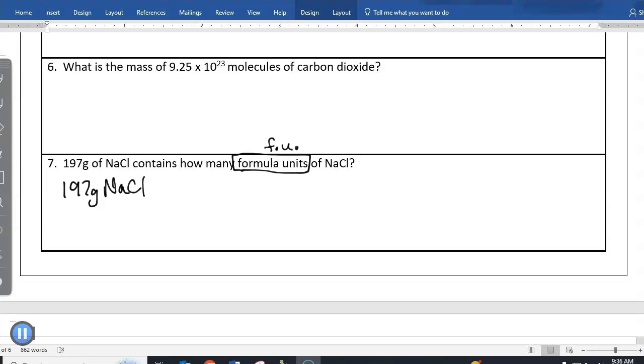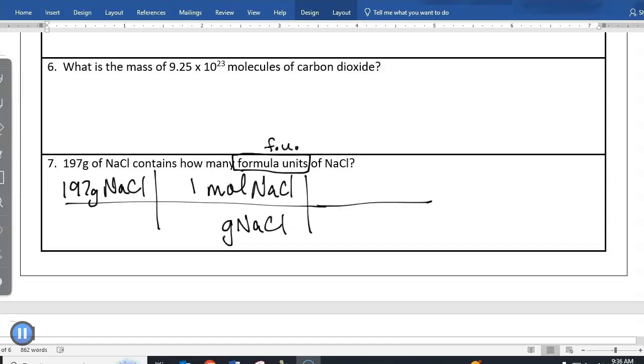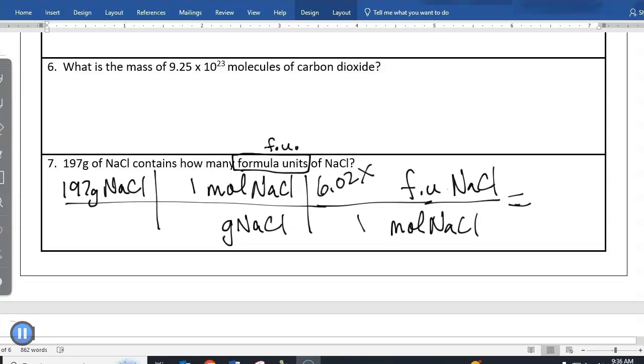Okay, so grams of NaCl. So you know grams of NaCl will go down here. 1 mole of NaCl will go on top. Okay. And now mole of NaCl will go down here. And then now formula units of NaCl will go up here. Formula unit is kind of the same as molecules. So 1 mole is 6.02 times 10 to the 23rd formula units. And where do I get grams from? So figure out where you get the grams from. Plugging in, multiply the top, divide by the bottom.